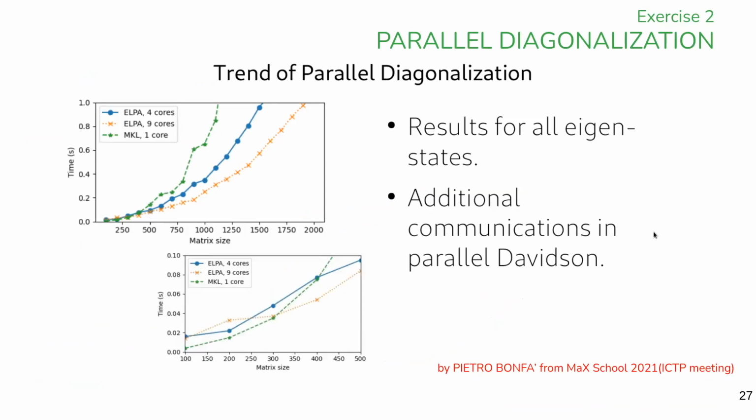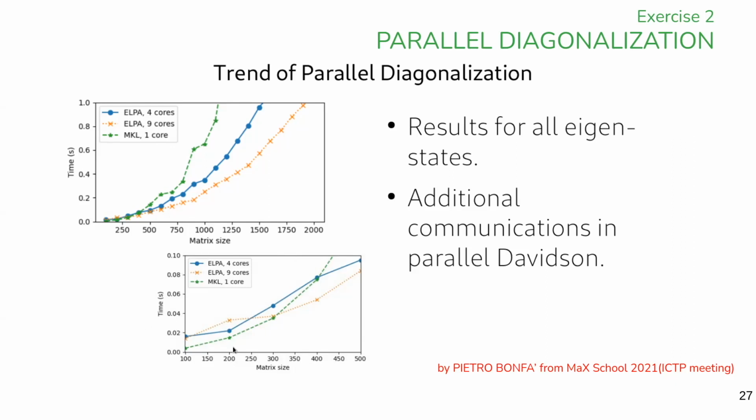Now here an example, the scalability trend for the parallel diagonalization. In this graph you can see the timing as a function of the matrix size, and this line is for serial diagonalization with the MKL with one core, the same that we used for exercise 1, and this is the parallel diagonalization with ELPA with 4 and 9 cores.